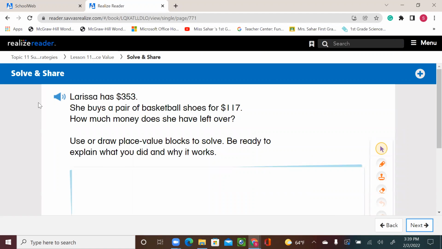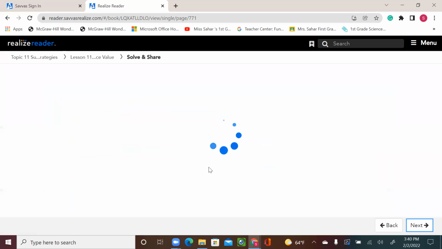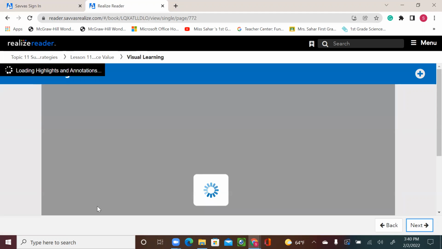In your book, please, page 485. Larissa has $353. She buys a pair of basketball shoes for $117. How much money does she have left over? Use or draw place value blocks to solve. Be ready to explain what you did and why it works. So remember, we used to draw the blocks in a previous lesson, and we're going to use it also for this lesson. Let's watch our video and come back to this exercise.